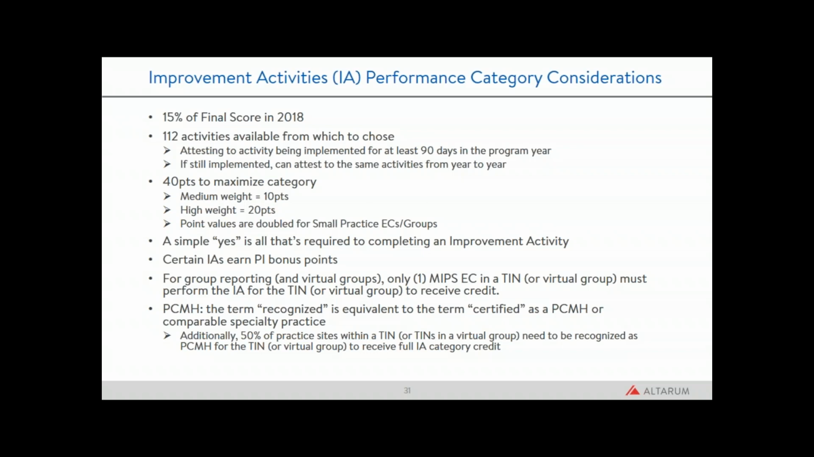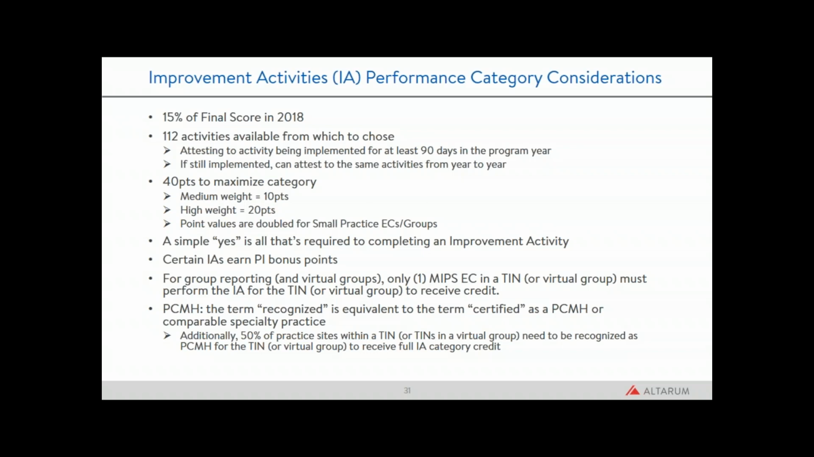It's not just those folks that are on the hook to report to MIPS. It's looking at all of the clinicians that are submitting Medicare claims. That often means there are quite a few others, so you have to look at that. So anyone who has 15 or fewer of those folks billing to Medicare, the point values are doubled. So they're worth 20 points for medium and 40 points for high weight. So a small practice clinician or group only has to report on a single high weight activity to get the full 40 points.